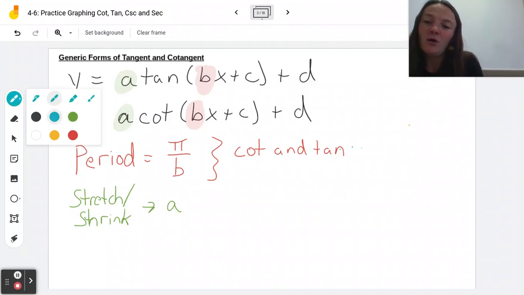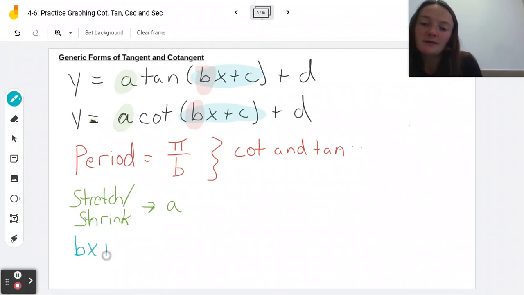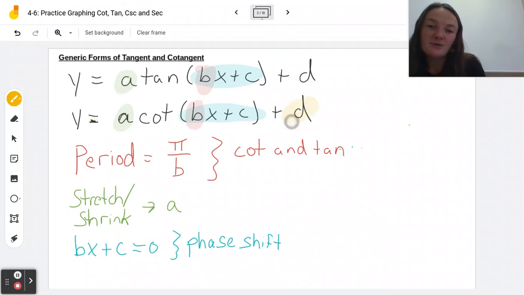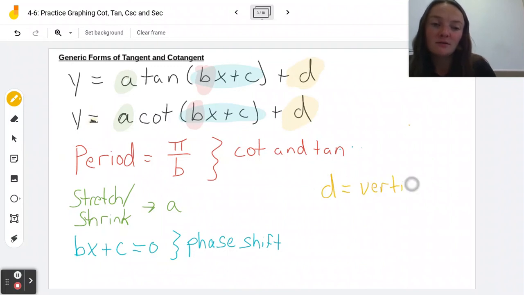We know that all of bx plus c, just like last time, if you set all of bx plus c equal to 0, you will find the phase shift or the left and right shift. And lastly, this one's pretty easy. The d value is always going to tell us up and down shift. So we're going to say the d value here, that's always vertical shift.